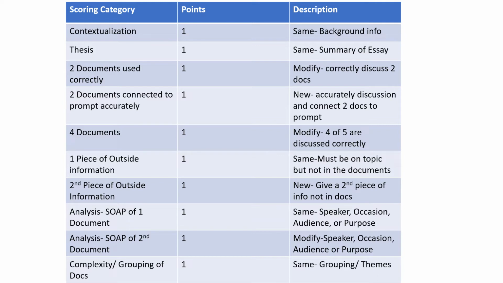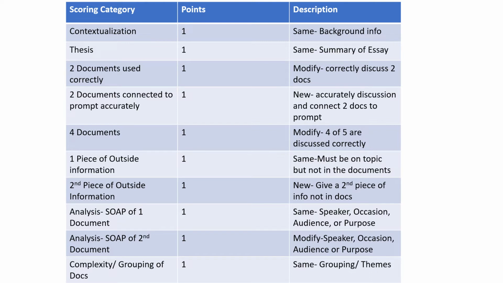That's where the modifications happen, or where they just require more. So here we go. Okay, so in the old DBQ, they required 7 documents. You had to do 6 documents correctly. So here's what's different. To get 1 point, if you discuss 2 out of 5 documents correctly, just discuss them, you get 1 point. That's actually easier in some ways, okay, to get that point.